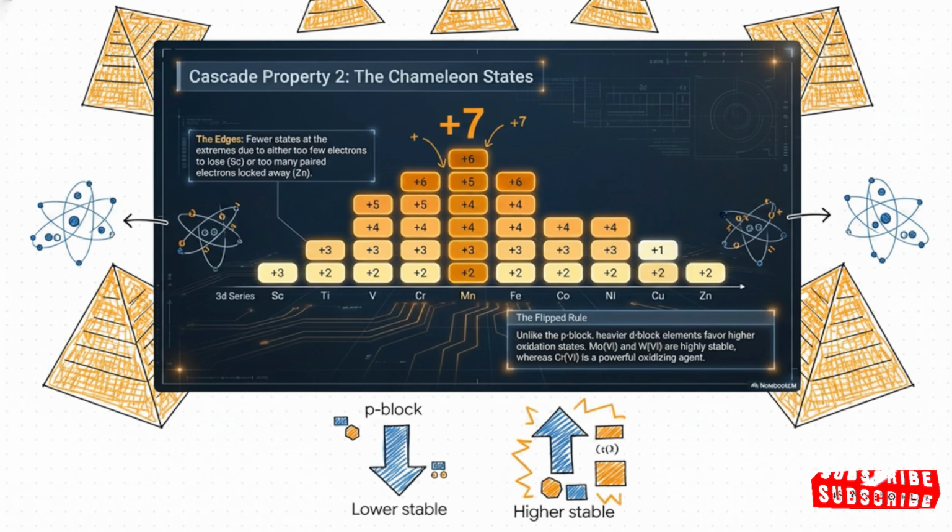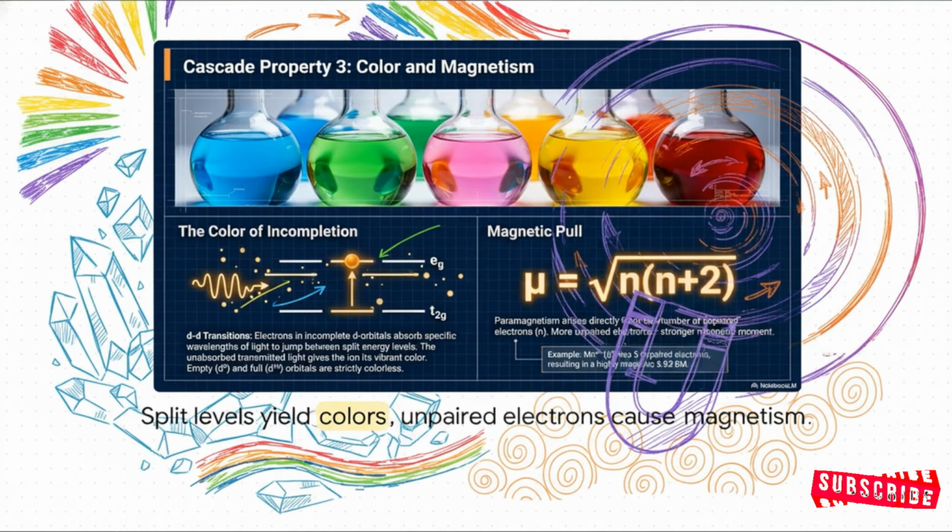Unlike the P block, where lower oxidation states get more stable as you go down, heavier D block elements actually favor higher oxidation states. For instance, chromium-6 is highly reactive, but molybdenum-6 and tungsten-6 are highly stable. Now for my favorite cascade properties, color and magnetism.